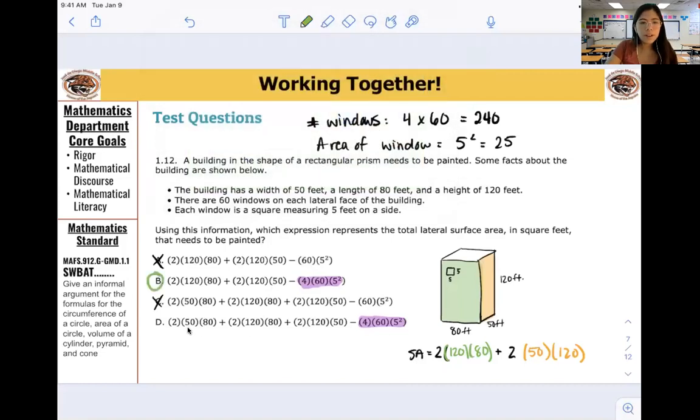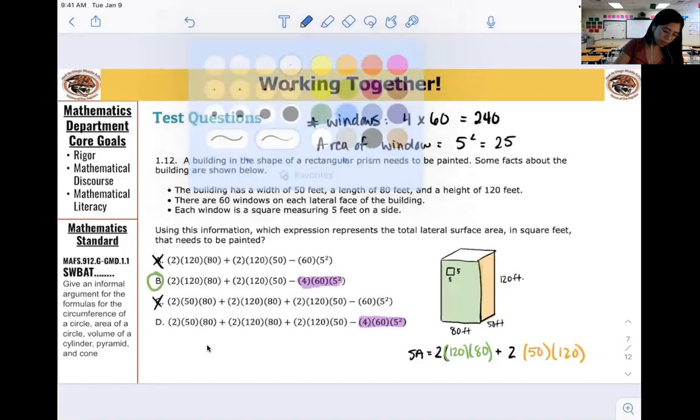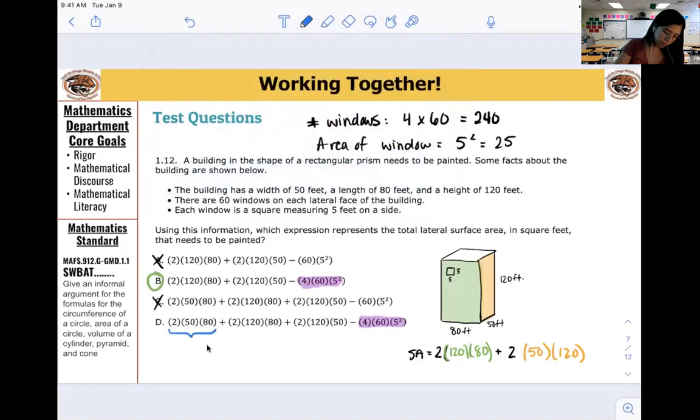What did they do here? They did this right here, which would have been the top and the bottom, which we did not need. All right, so if they included that, that was automatically out. And B was the only one with all of the correct information.